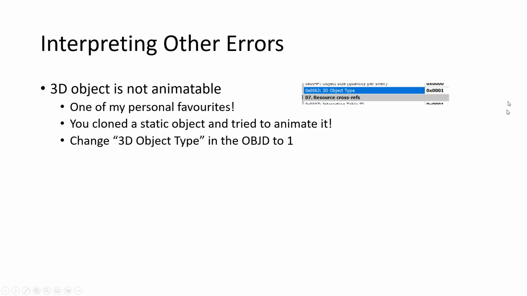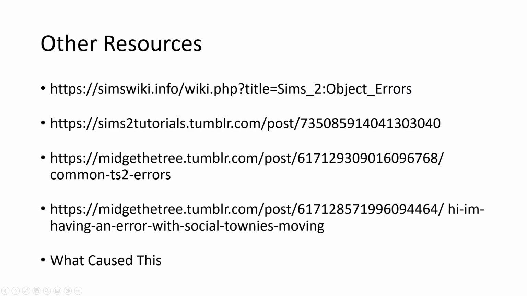Tried to animate it. And what you have to do to fix this one is you find the 3D object type in the OBJD, and you find that static objects, i.e. not animatable ones, have a 0 there. If you want to run animations on it, it has to have a 1. And we're almost done.